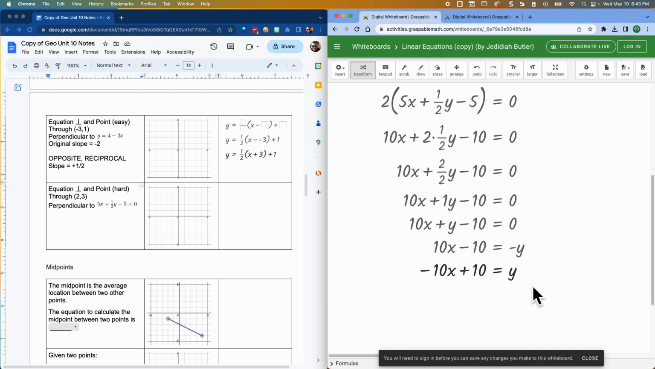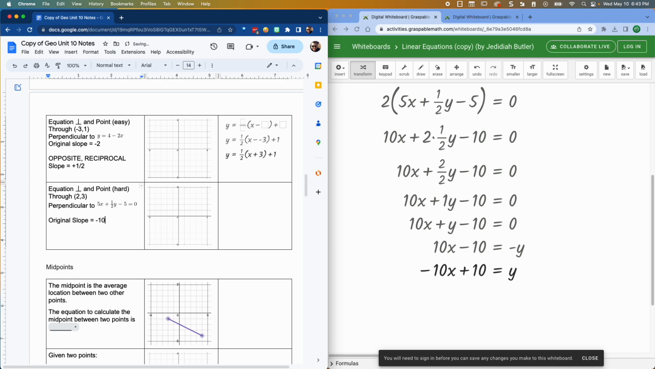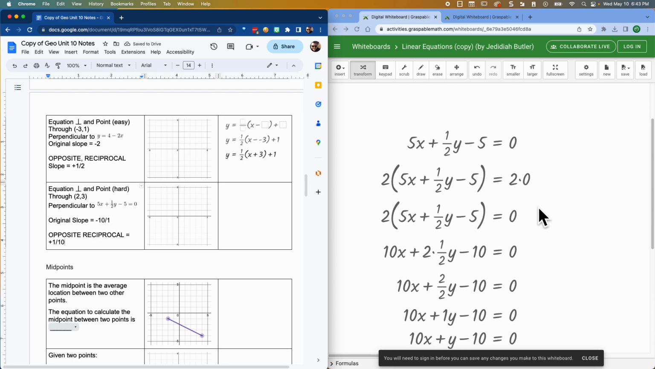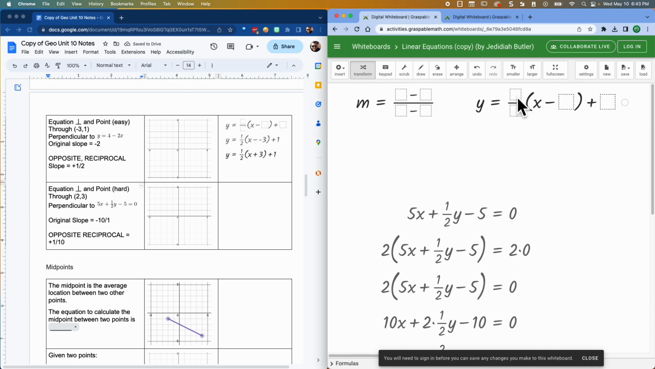And so now that the y is by itself, my slope is negative 10. So I had to do a lot of work here just to figure out what the slope is. But then my slope is not going to be negative 10. It needs to be the opposite reciprocal. So the original slope equals negative 10 over 1. The opposite reciprocal is going to be positive 1 over 10. Okay, so my new slope, positive 1 over 10.